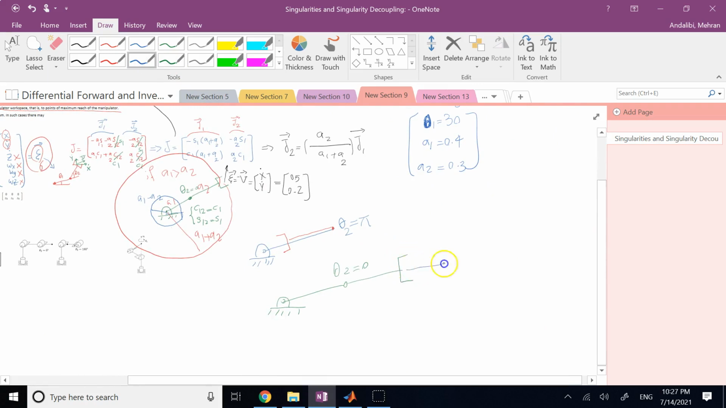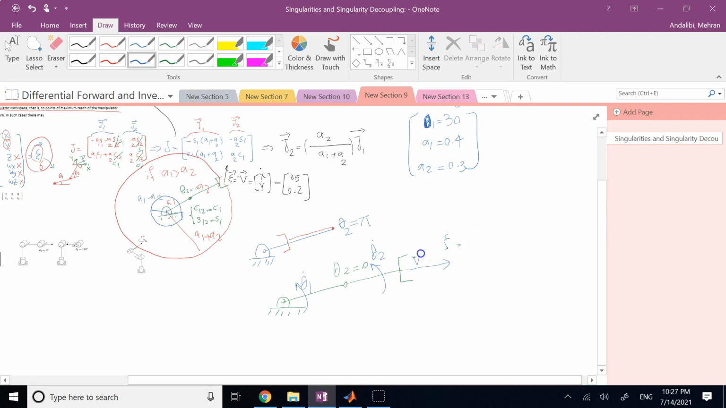And the answer is in this direction. If you want your end effector to move in that direction, which is the extension of the two members, that kind of motion, if I say I want my zeta to be like that, there is no solution for theta 1 dot and theta 2 dot to make it happen. There is no solution, absolutely not.